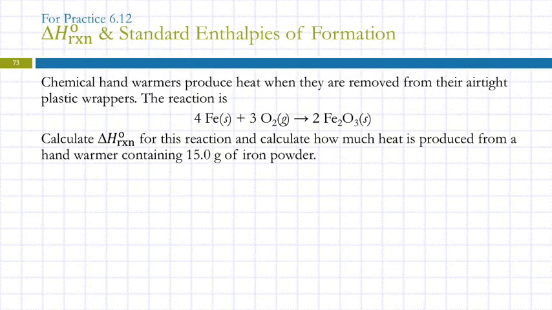Chemical hand warmers. So those chemical hand warmers produce heat when they're removed from their airtight plastic wrappers. The oxygen from the air is then able to combine with the iron, making Fe2O3. Calculate delta H for this reaction and calculate how much heat is produced from a hand warmer containing 15 grams of iron powder.